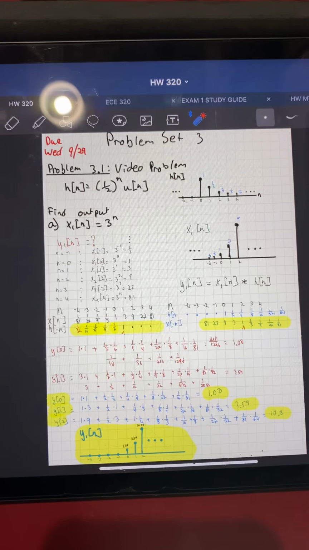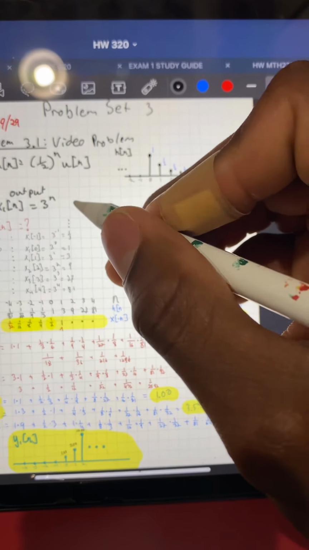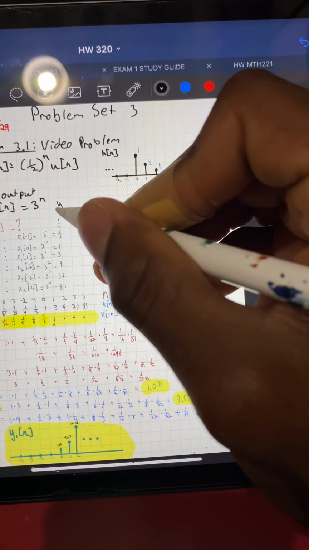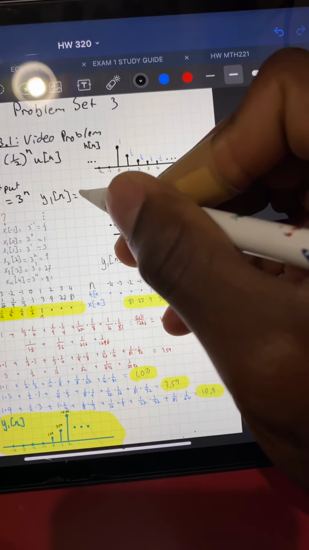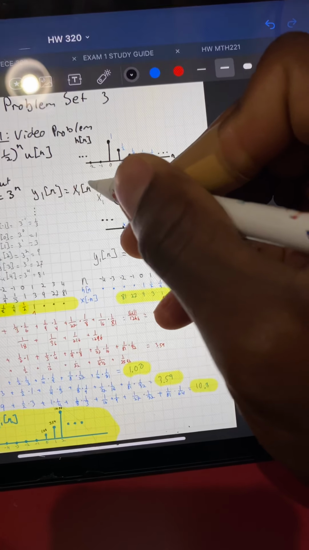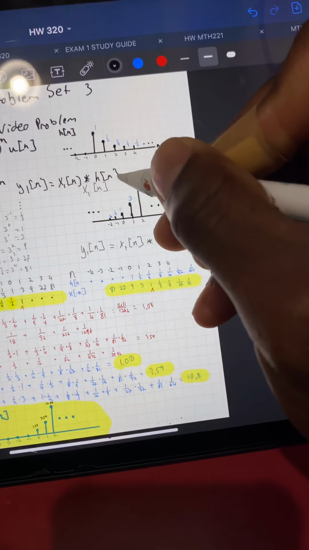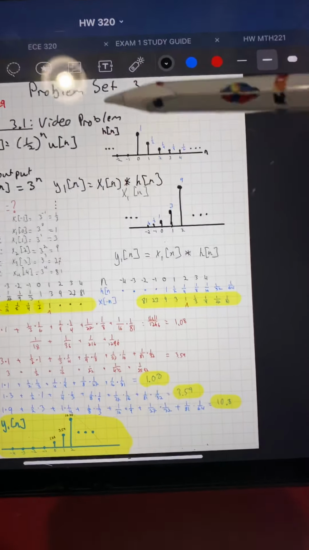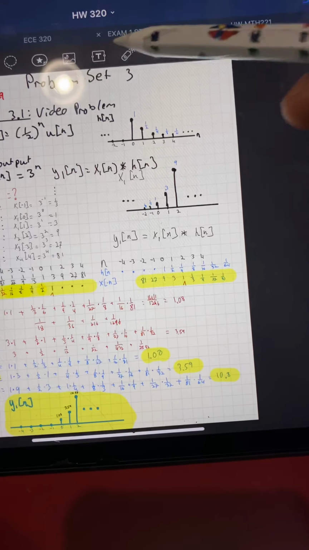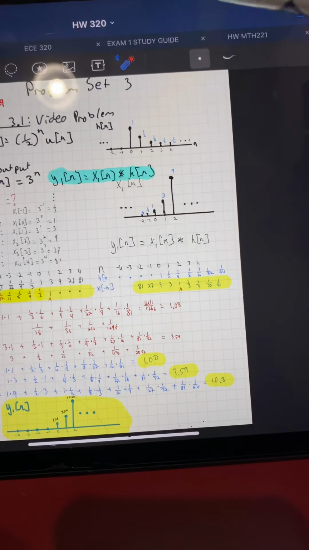So in order to find out what the output is, I'm going to write y sub 1 of n, which is just the input signal convolved with our h of n. This is the main equation that we are going to use, which is why we are going to end up using the ticker tape method.